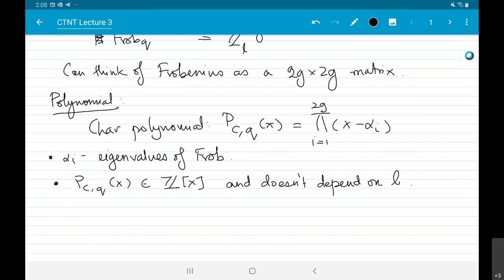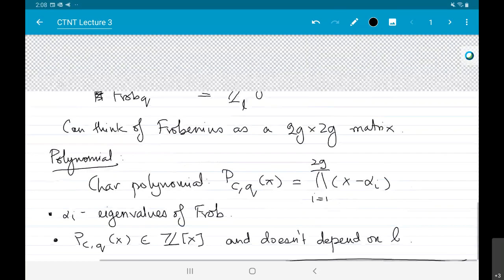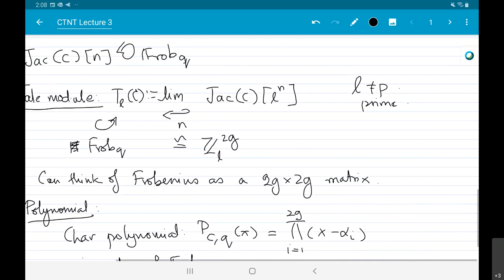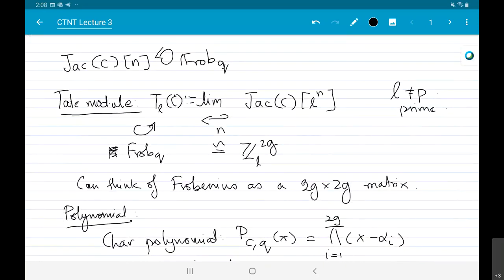Okay, that sounds good. Another question is, in order for the q-th Frobenius to act on the n-torsion of the Jacobian, are you assuming that C is equal to its Frobenius twist, C^q? Right, yes. So C is defined over F_q, that's correct, sorry. Maybe I should say that more clearly. Here, we're just taking the curve to be defined over F_q.